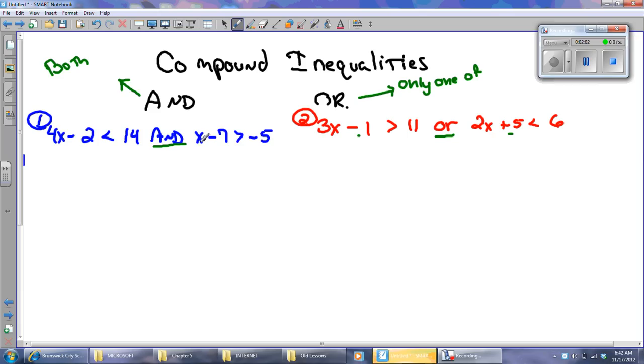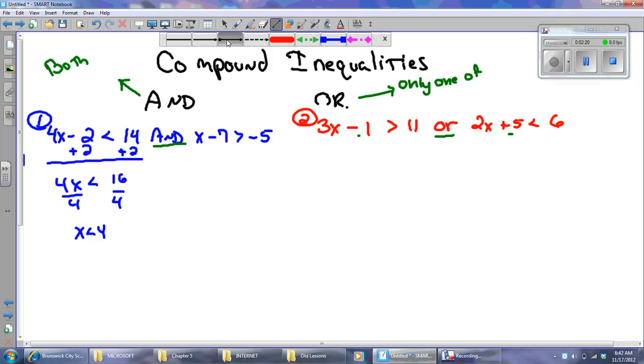All right, well, let's get down to solving. We're going to solve it just like we would a normal inequality. And we're going to get 4x less than 16, and then I'll divide by 4. And then x is going to be less than 4.